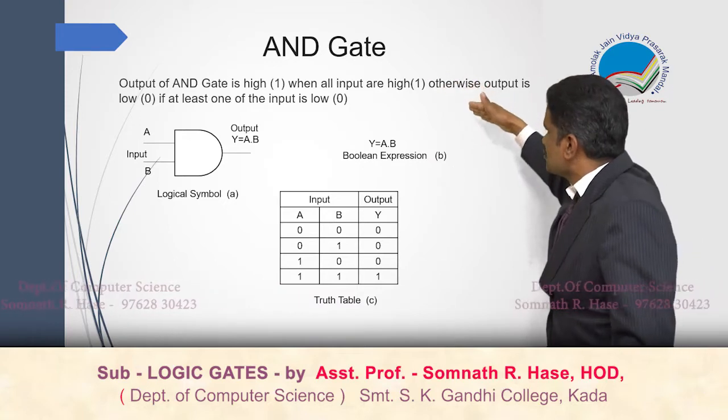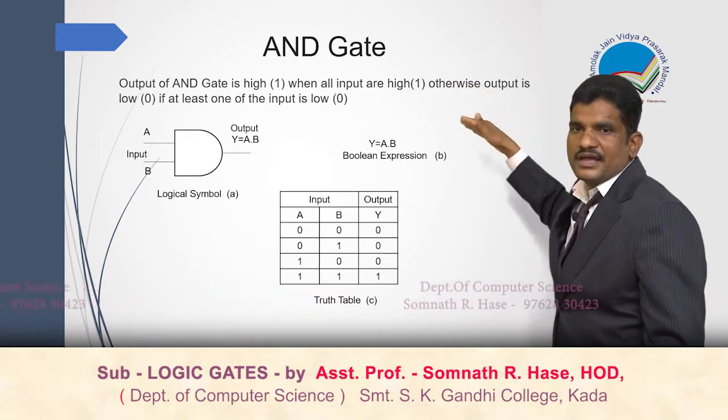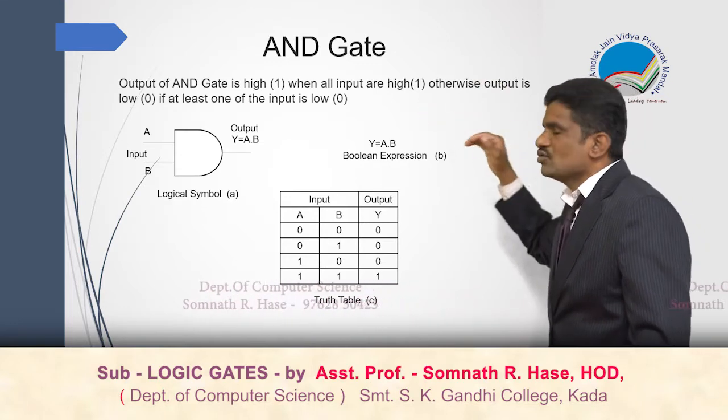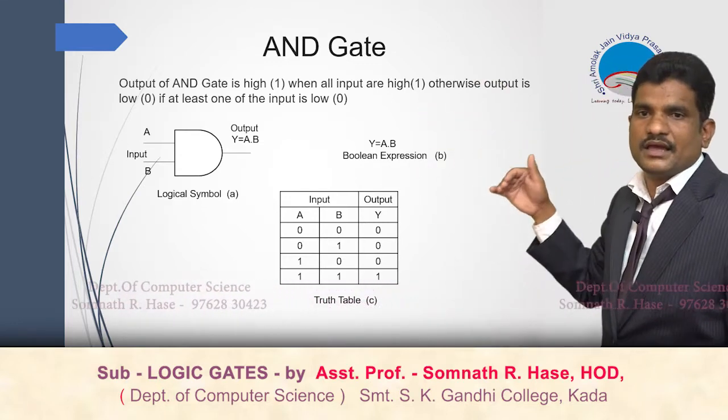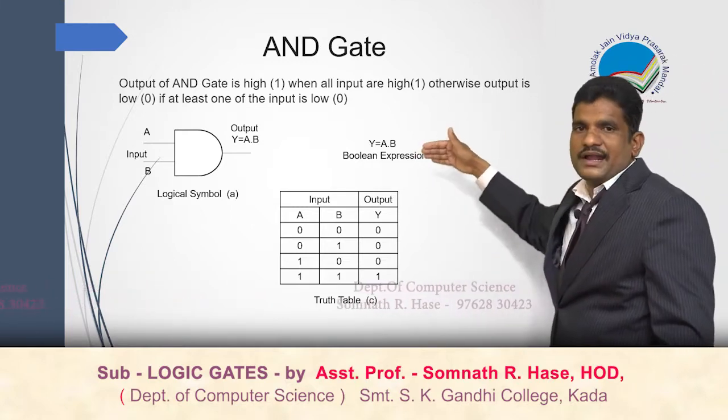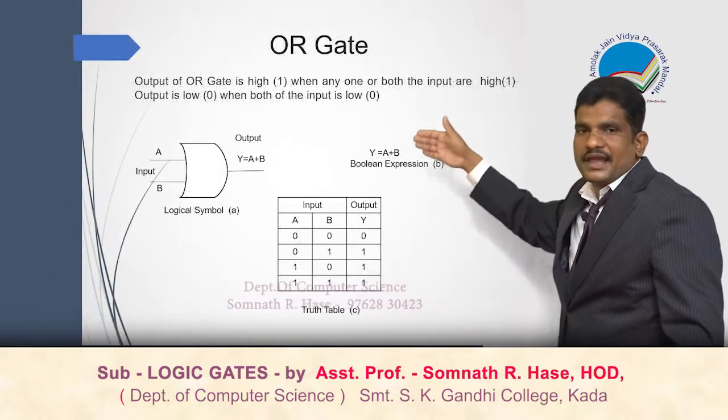On this side, we can see the logical symbol of the AND gate. There are two inputs A and B. Output Y is equal to A and B. The Boolean expression of the AND gate is Y equals A and B.